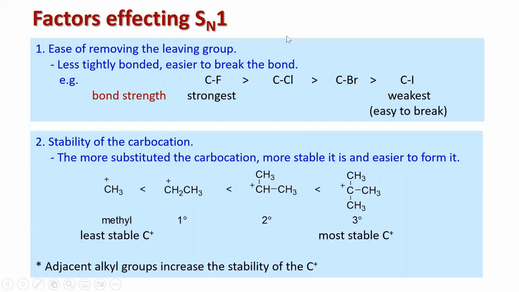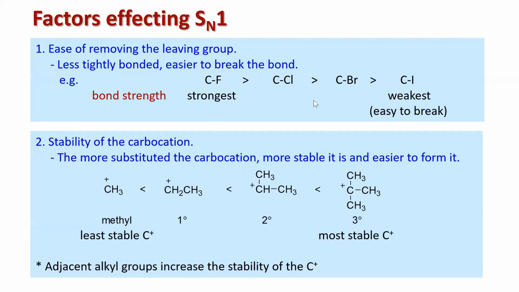Okay, so the same way we learned the factors affecting SN2, we can consider the factors affecting SN1 as well. So the first factor we are considering here is ease of removing the leaving group. So you saw from the alkyl halide, the halide is leaving. If the halide is loosely bonded, less tightly bonded, it is easier to break the bond. So if you have a series like this, fluorine, chlorine, bromine, and iodine, the series goes down like this, right? The C-F bond is the strongest and difficult to break, right? The bond strength increases from this end to the strongest bond, the C-F bond.